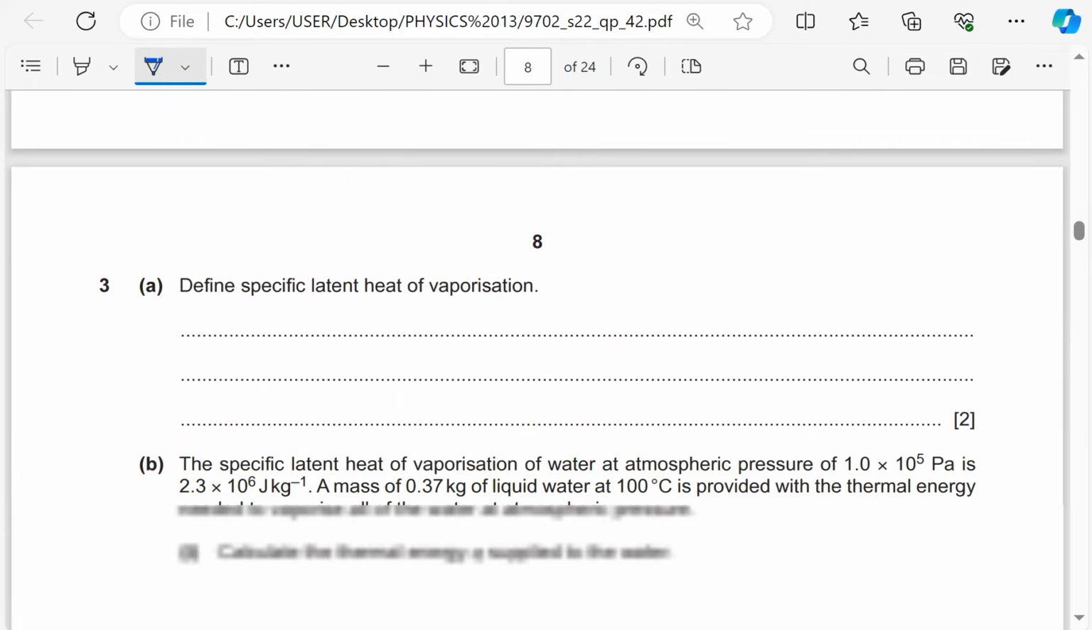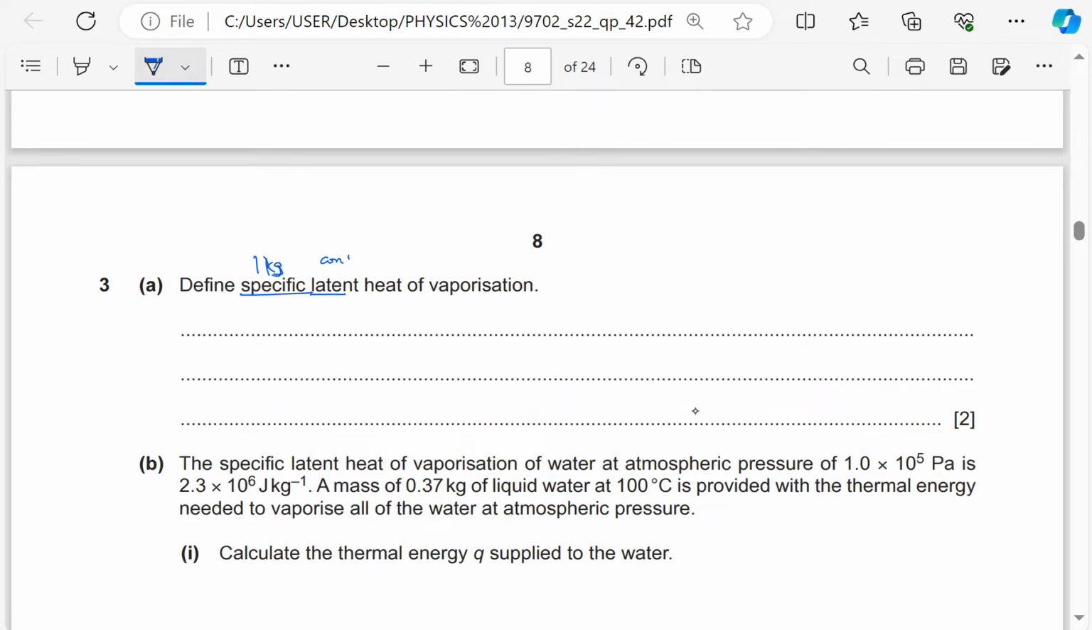Okay. Question 3, define specific latent heat of vaporization. So vaporization, that is from liquid to vapor. It is specific, that is 1 kilogram. It is latent, that is constant temperature. And then it is vaporization, that is liquid to vapor. So when we talk about specific, we must refer to a unit mass.